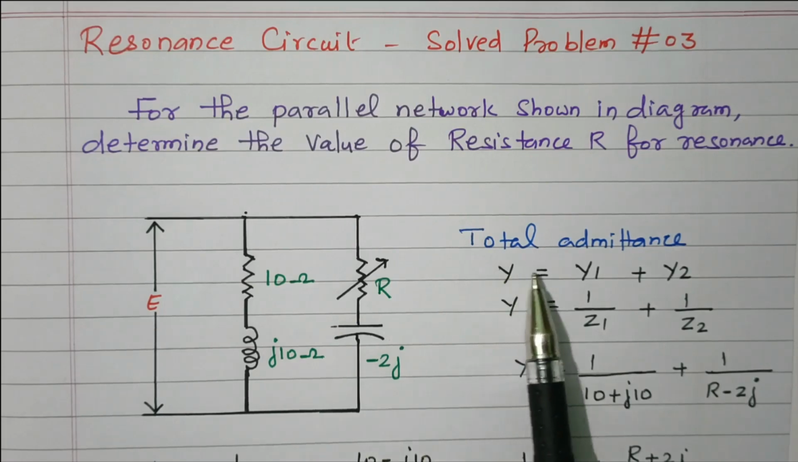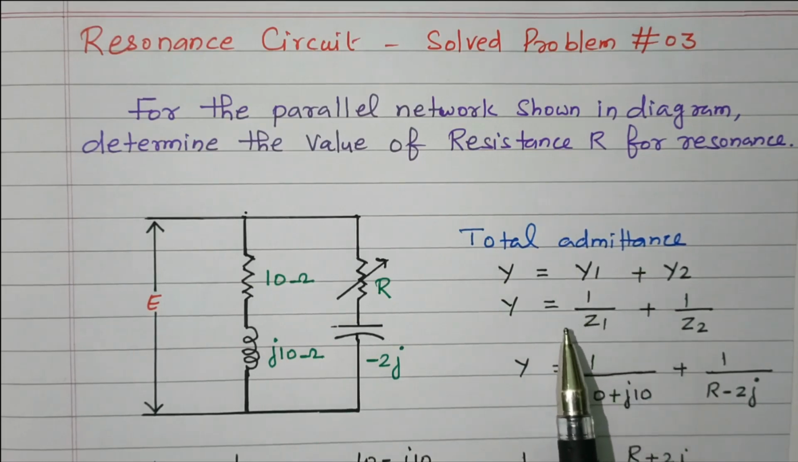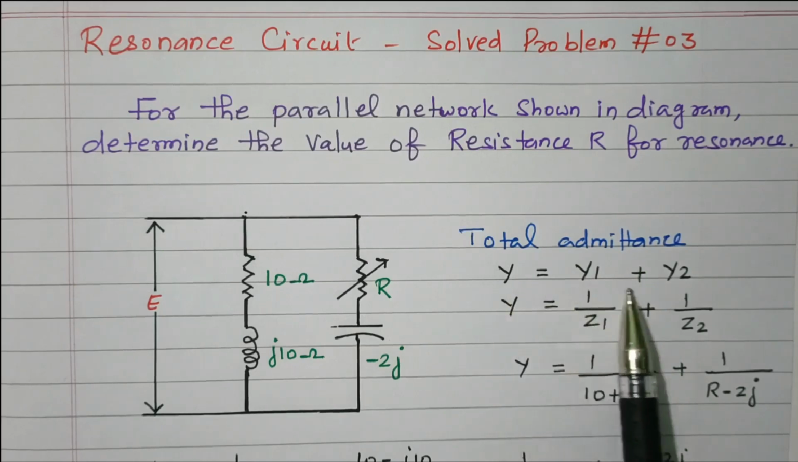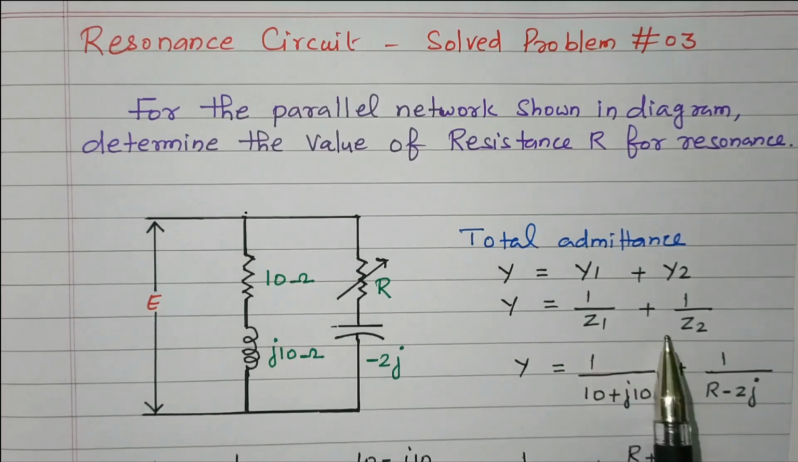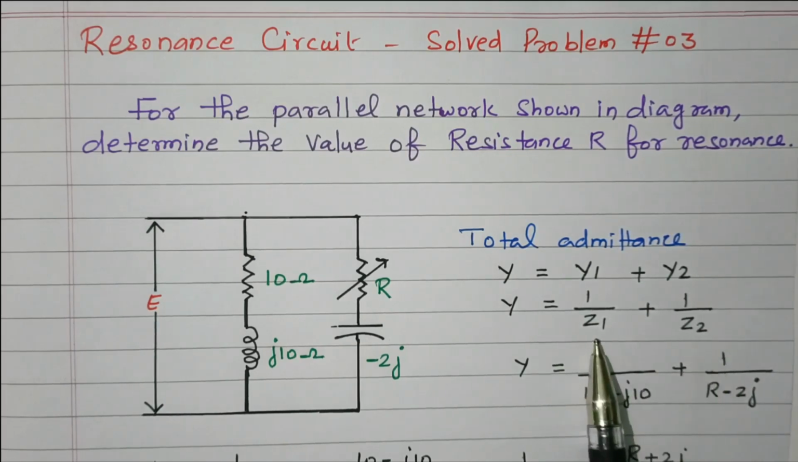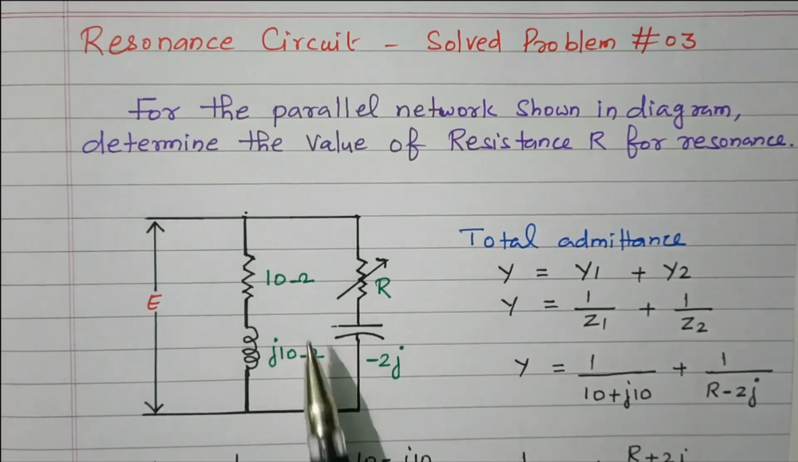Based on that, first we will find the total admittance. Y equals Y1 plus Y2. Admittance is the reciprocal of the impedance, not of conductance. So Y equals 1 divided by Z1 plus 1 divided by Z2. Z1 refers to the first branch, Z2 refers to the second branch. So the total admittance is calculated in terms of impedance, because the impedance we can easily write.